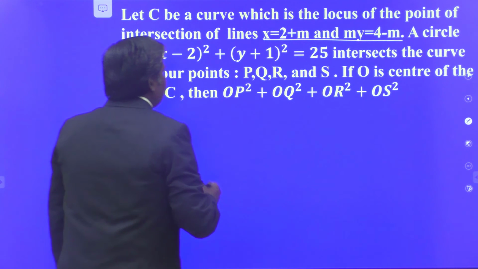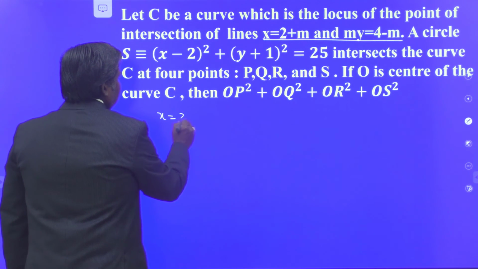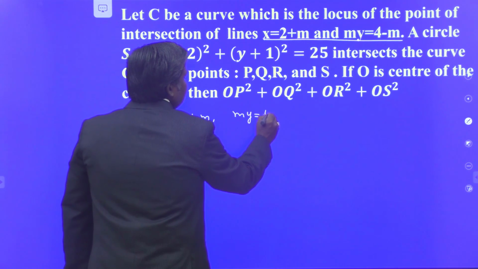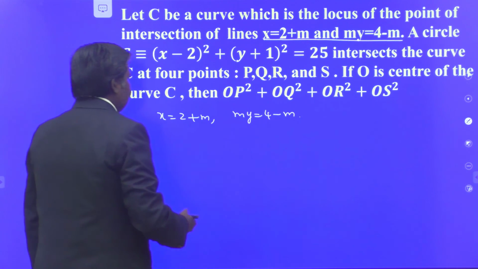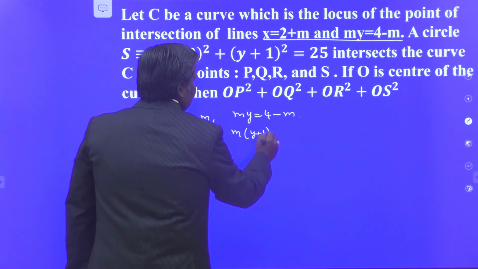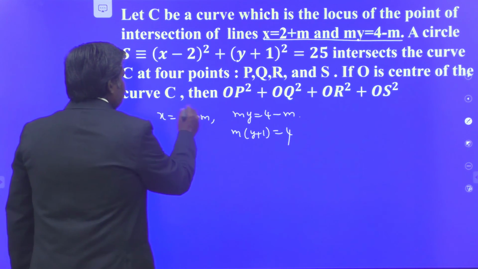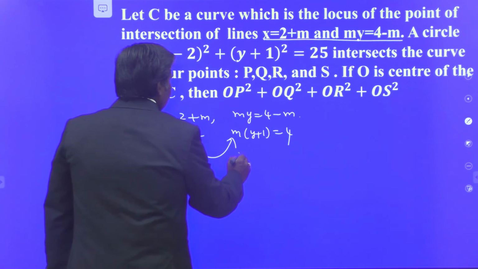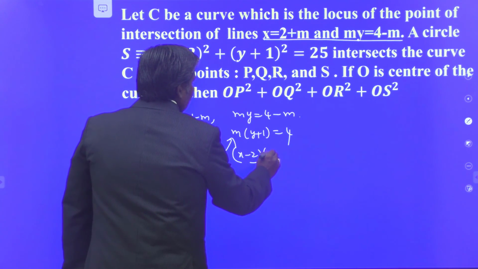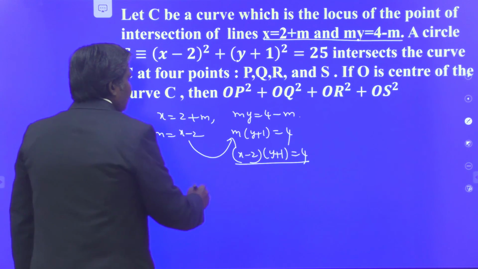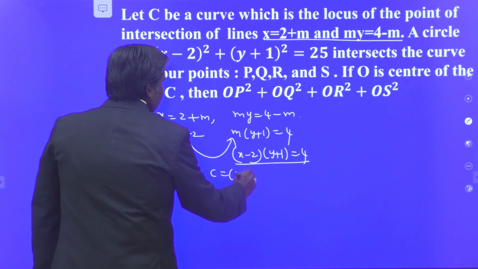What is that? x = 2 + m, and the second one is my = 4 − m. Now m times (y + 1) is equal to 4. What is your m value? From here itself, m is equal to x − 2. You write the m value here itself. (x − 2)(y + 1) = 4. This is a rectangular hyperbola whose center is at (2, −1).